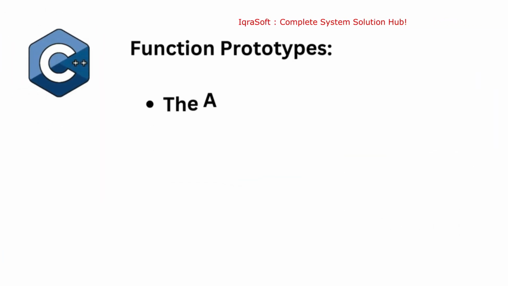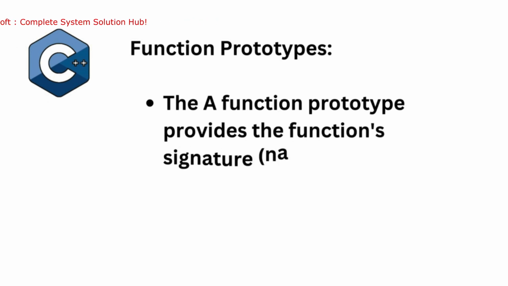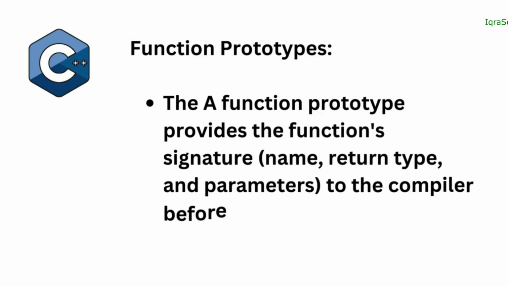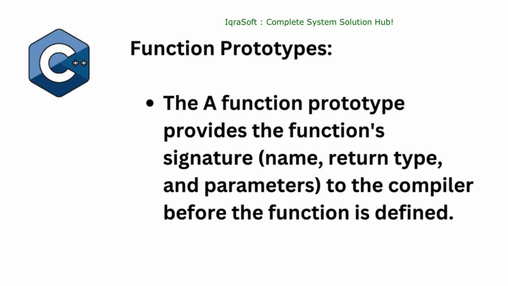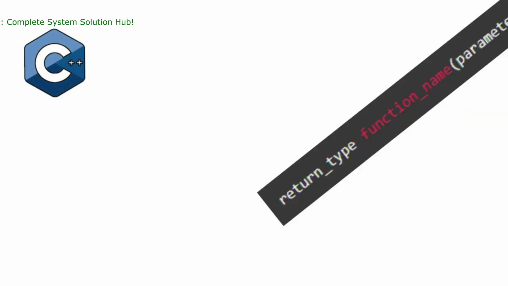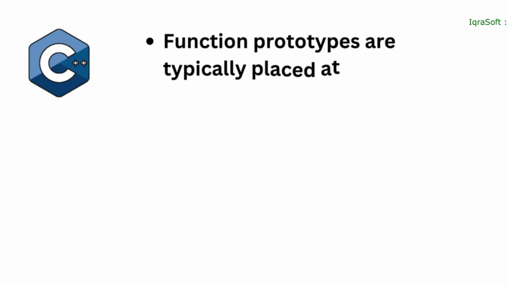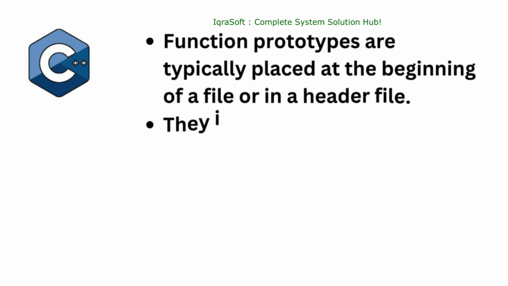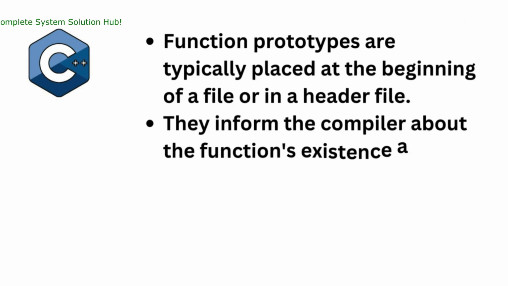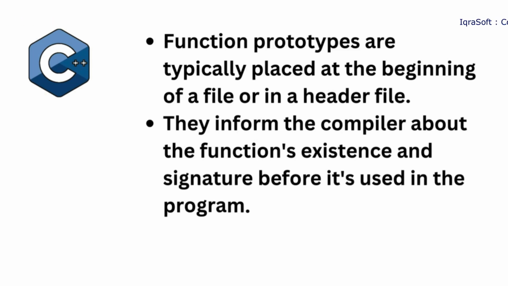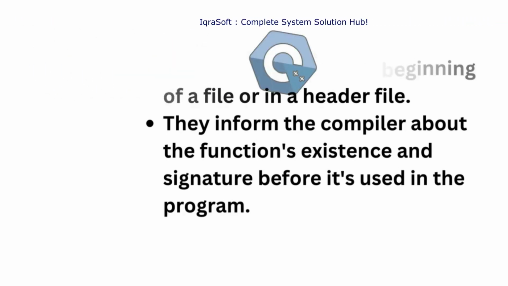Function prototypes. A function prototype provides the function signature, name, return type, and parameters to the compiler before the function is defined. Return_type function_name(parameters). Example, function prototype: int add(int a, int b); Function prototypes are typically placed at the beginning of a file or in a header file. They inform the compiler about the function's existence and signature before it's used in the program.